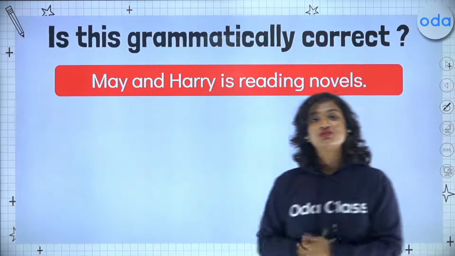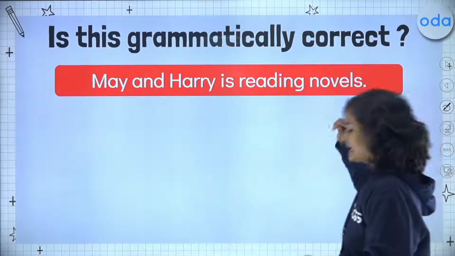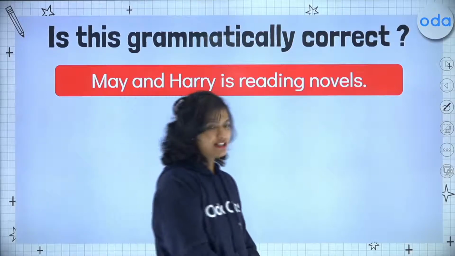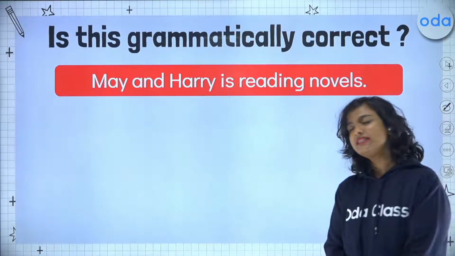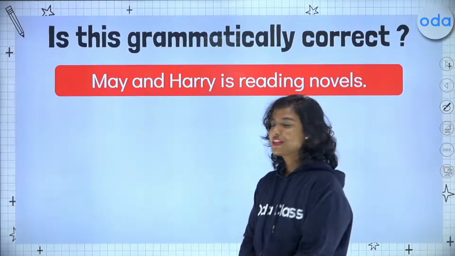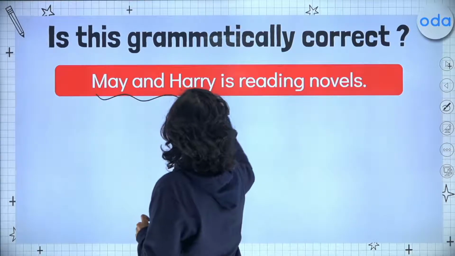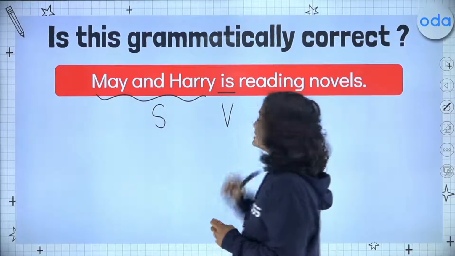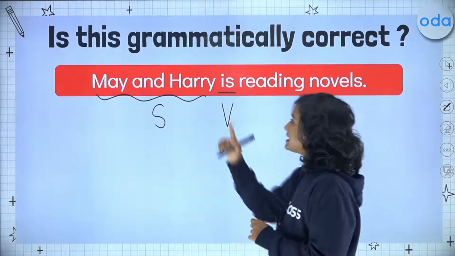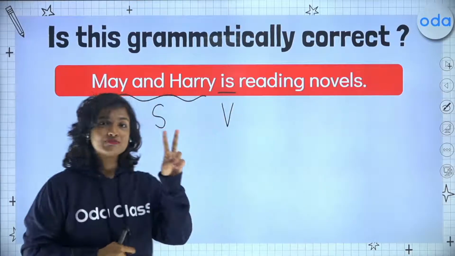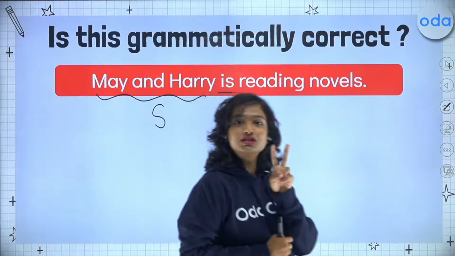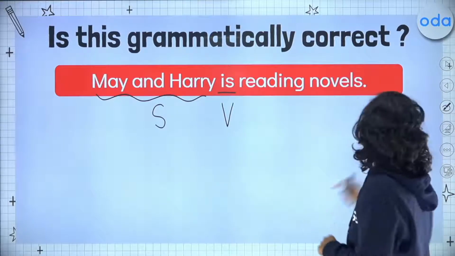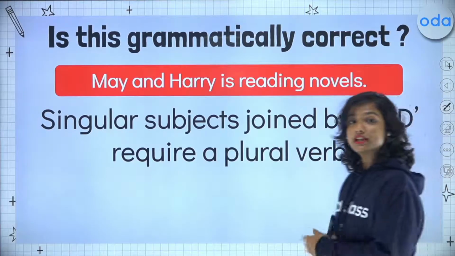Let's move on to our second rule now. May and Harry is reading novels. Do you think that this is grammatically correct, my dear students? May and Harry is reading novels. First, let's identify our subject here. May and Harry. And our verb is. Notice, students, that May and Harry, two people, which means that our subject is plural, but our verb here is singular. Is is used when we are talking about a singular subject.